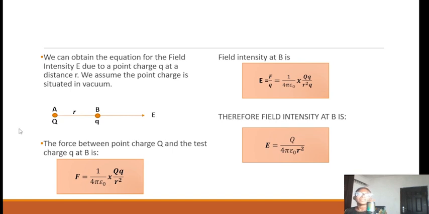So are we clear with that? Yes, we are. So that is it about that. That is how we got this formula as E equals Q over 4 pi epsilon naught R square.